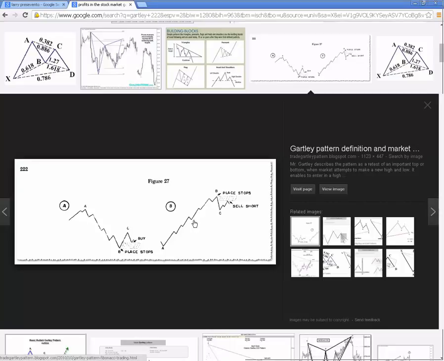Now, from that point, he worked with Bryce Gilmore and came up with other patterns called the butterfly, and then Scott Carney came in and called them the crab and the shark and all this stuff. So we'll get to that. But this is the original diagram that was in the book.